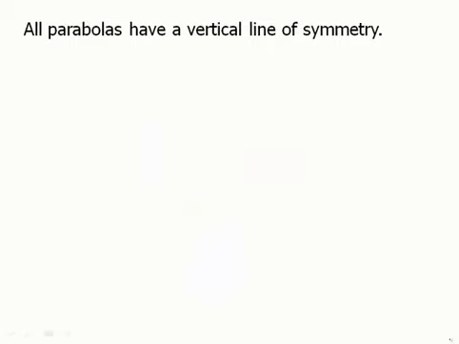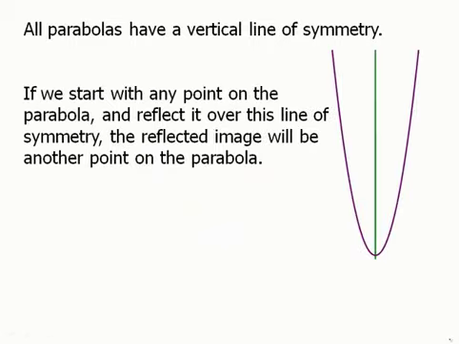Parabolas all have a vertical line of symmetry. What this means is, if we start with any point on the parabola and reflect it over this line, the reflected image will be another point on the parabola. So the purple parabola is absolutely symmetrical. It is symmetrical over that green line, the line of symmetry.